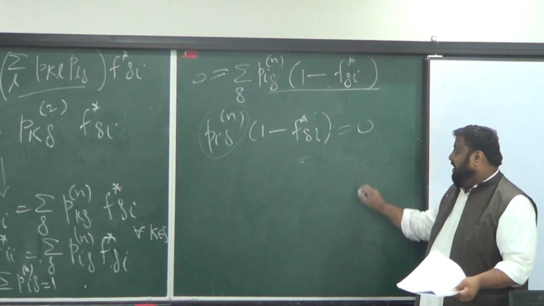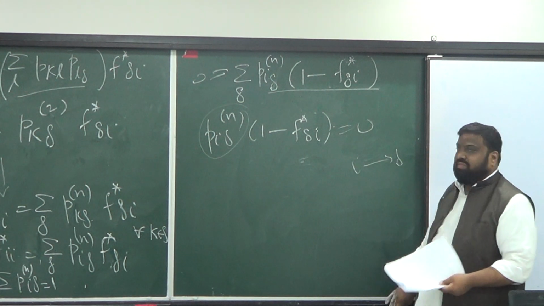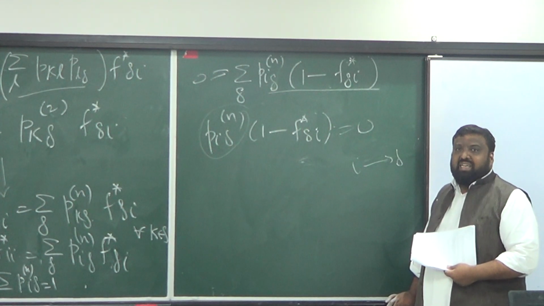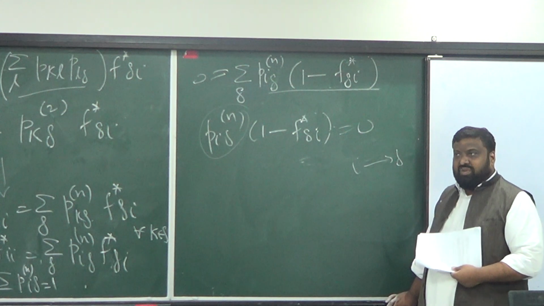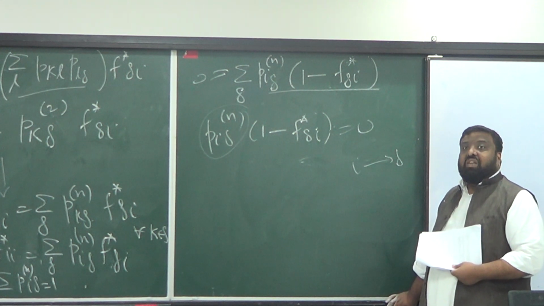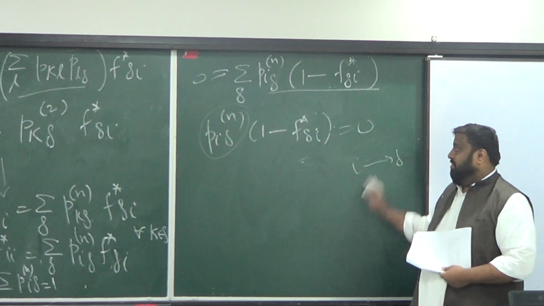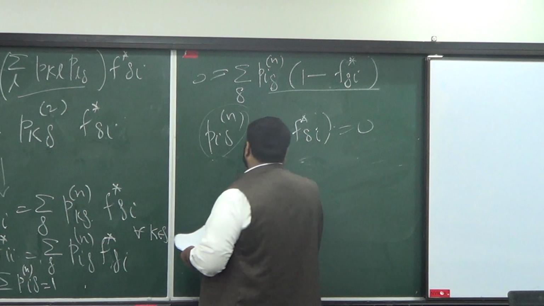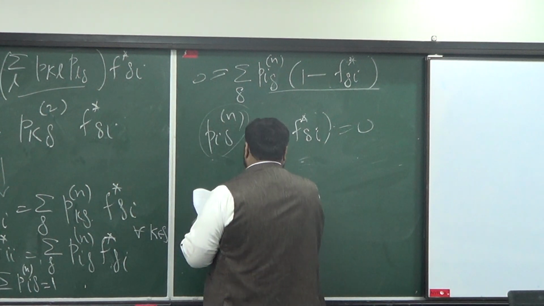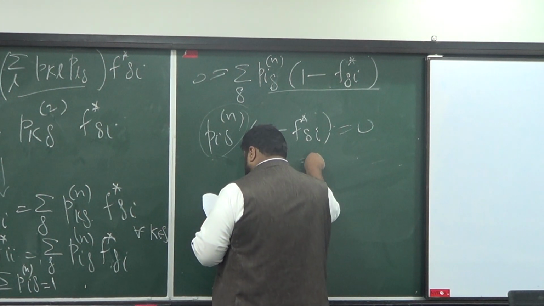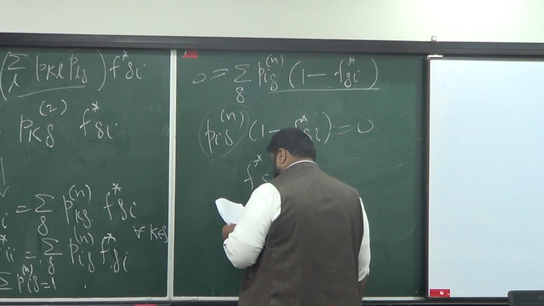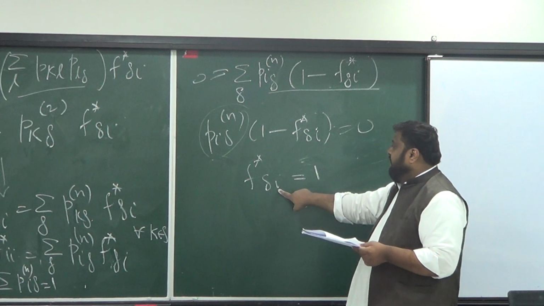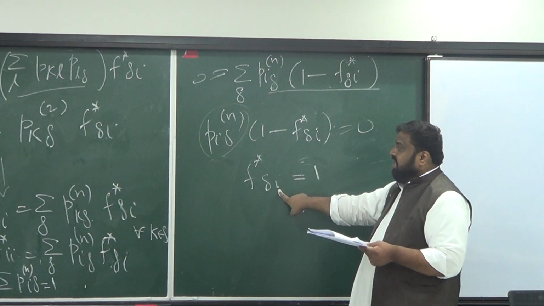So what is the meaning of I leads to G? Definition: the probability that in n steps you can reach from I to G is positive. So this guy must be positive. So you have no other choice except saying that f star Gi must be 1. Okay? So this must be 1, and G is in a state that leads to the I actually.